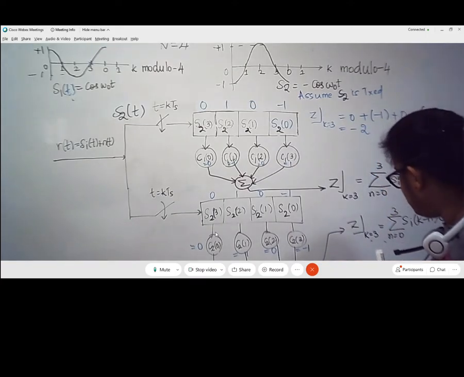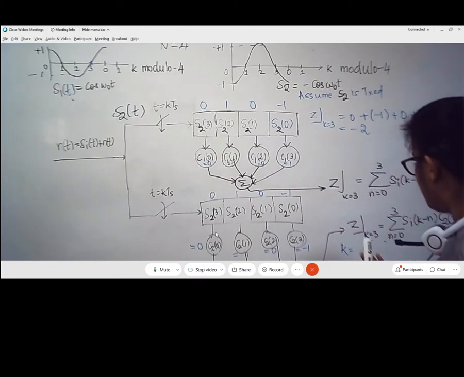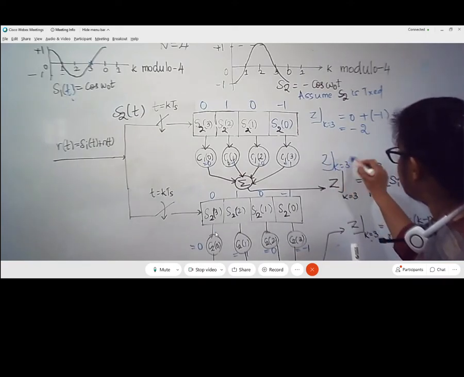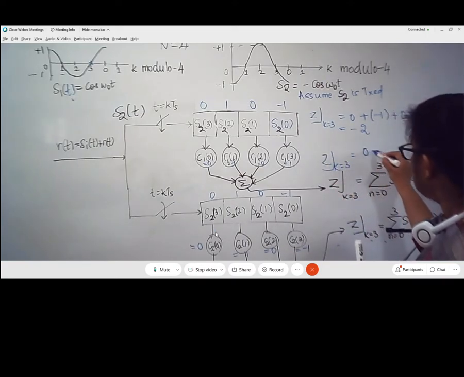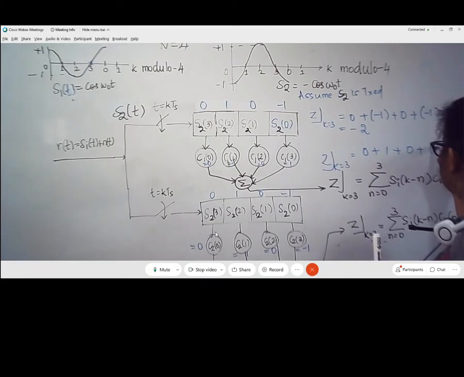Coming to this case, z at k is equal to 3. I'm going to write it over here itself. 0 into 0 is 0. Plus 1 into plus 1 is plus 1. 0 into 0 is 0. Minus 1 into minus 1 is plus 1. So this value is clearly equal to 2.